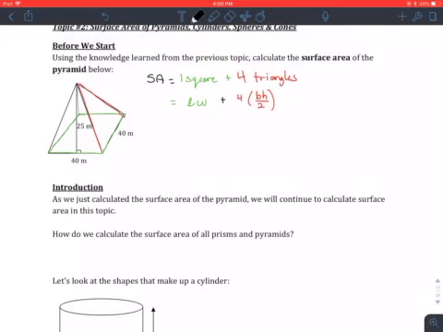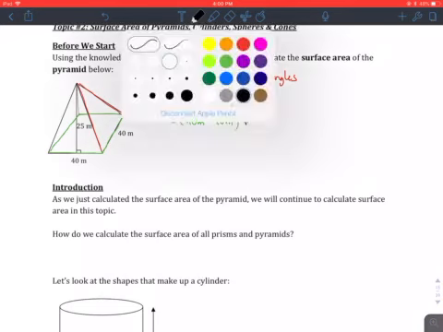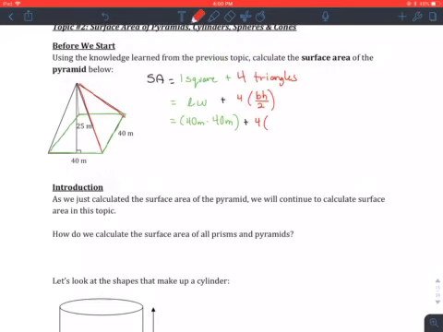So let's go and put some dimensions in here. For my square, that's going to be 40 meters multiplied by 40 meters. And I'm going to have to add to it 4 multiplied by the base times the height, so 40 meters multiplied with 25 meters, and that product needs to be divided by 2. Now that's all set up.